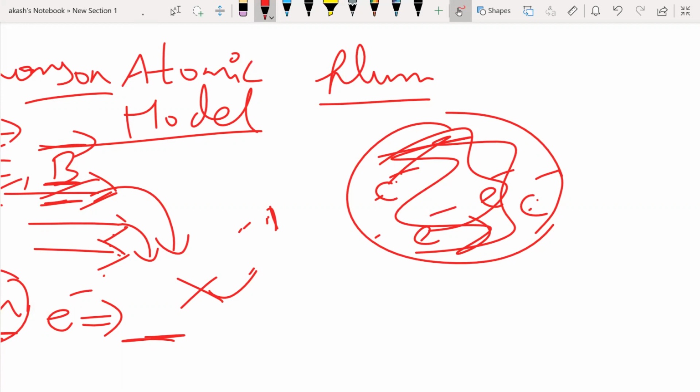So that's why it's called watermelon model. Say the fruity part, the red part, is my positive charge, and electrons are the seeds. You can just compare it like that. So that's why it's called watermelon model, right? Okay, fine. So what are the problems with this?